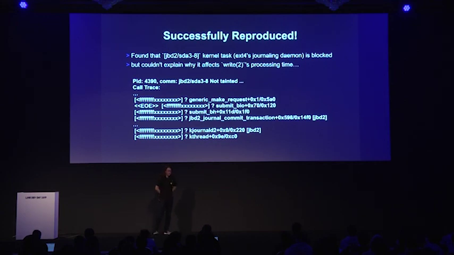So we used this to conduct the experiment and succeeded in reproducing the problem. We were also able to output the backtrace that shows which task within the kernel got stuck. And we found out that the task that conducted ext4 file system journaling was the block. However, this does not explain why this problem affects the application's write system call.